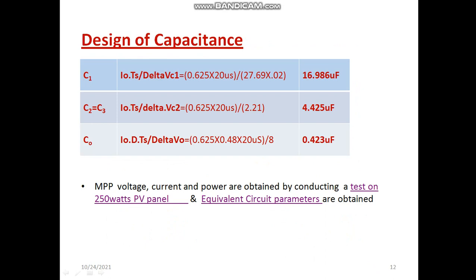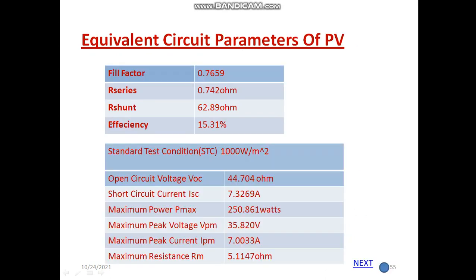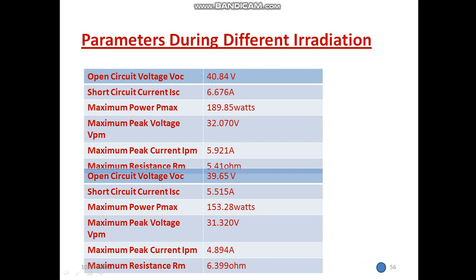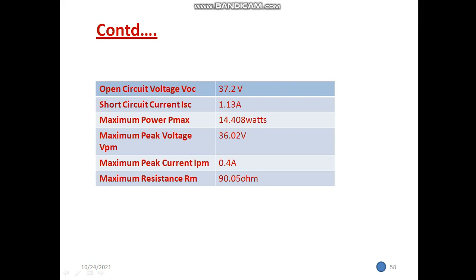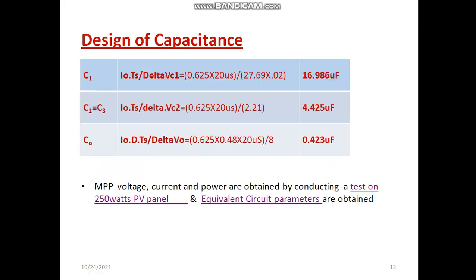Afterwards, I computed the equivalent circuit parameters of the PV panel. These are the equivalent circuit parameters of the PV panel for different solar irradiation. The calculation has been explained clearly, and you can make this kind of table.